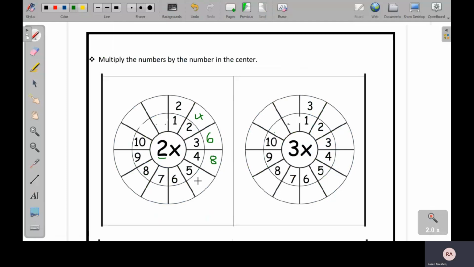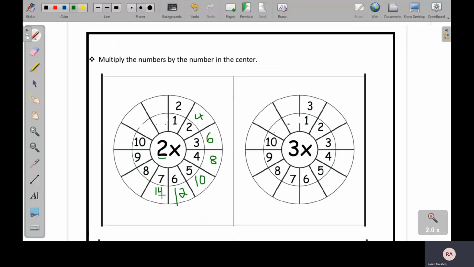2 times 5, let's say, for example, we forgot what 2 times 5 was. Let's go back to 8. I know that 2 times 4 is 8. So if I add another 2, it's going to be the same as 2 times 5. So 8 plus 2 gives me 10. Let's move on. 2 times 6 gives me 12. All right. 2 times 7 gives me 14.